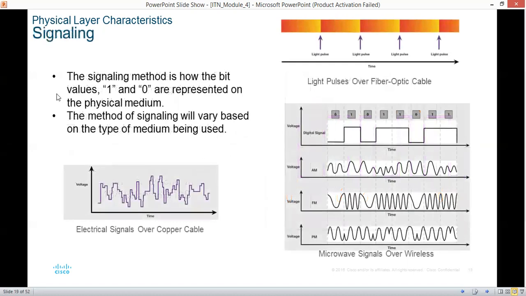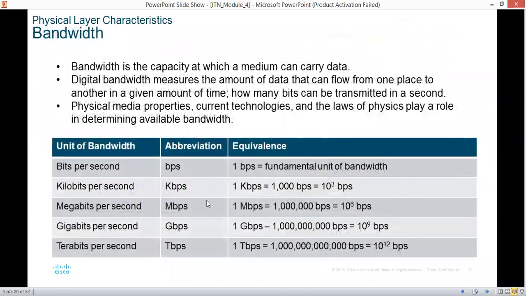And then look at this also here for the signaling. Good enough, we have this. You can see that of light, which is where the fiber optic is. The signaling method is how the bits of values of 1s and 0s are presented at the physical medium. Remember, we said at the physical layer, what you have is bits of 0s and 1s. So the method of signaling will vary based on the type of medium being used. Like a microwave signal over wireless, and for electrical signal over copper, you can also see there's variation in the pattern itself.